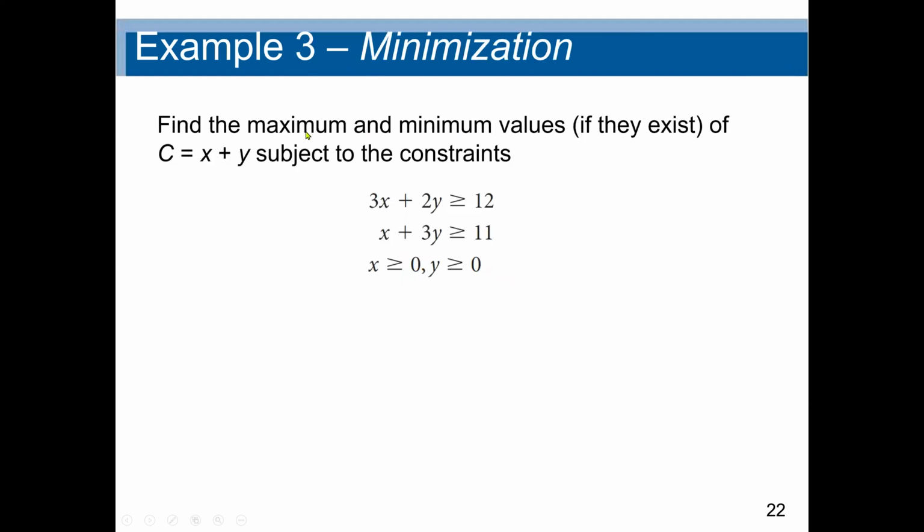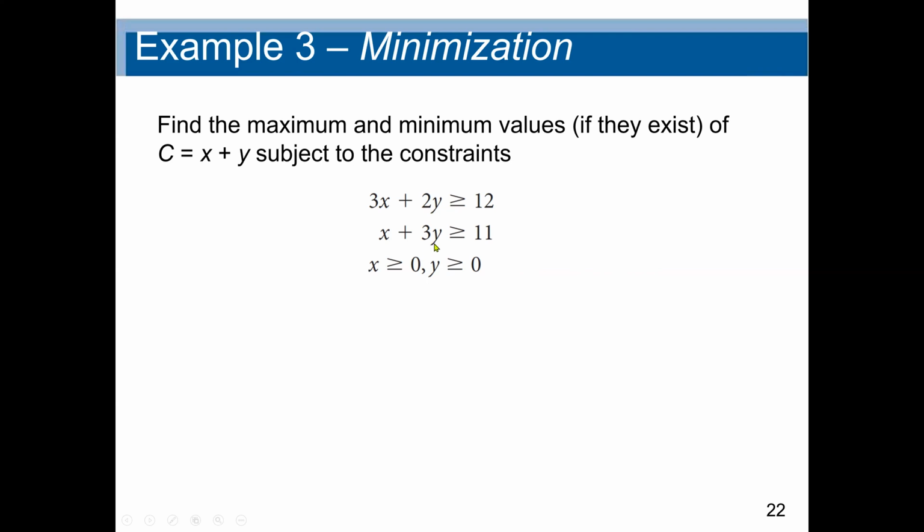Here they say we should find the maximum and also the minimum value if they exist. Our objective function is C equal to x plus y. And the constraints are 3x plus 2y greater than or equal to 12, and x plus 3y greater than or equal to 11, when x is a positive value and also y is a positive value. So this is very straightforward.